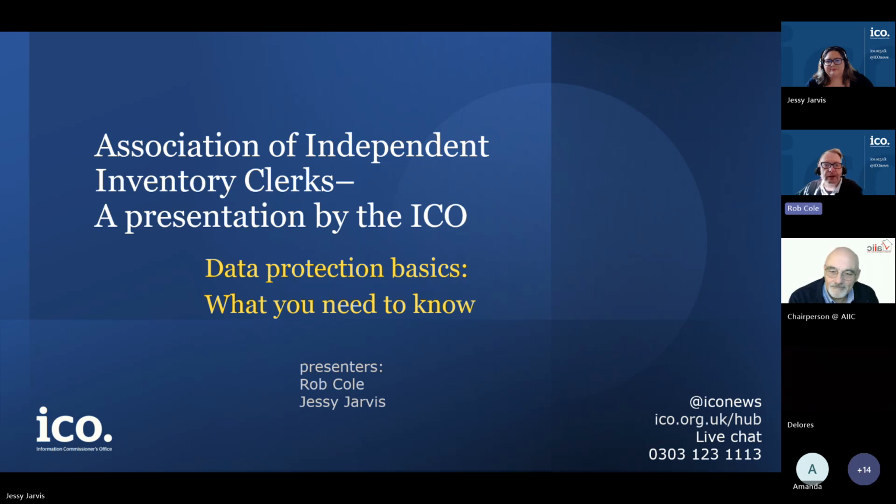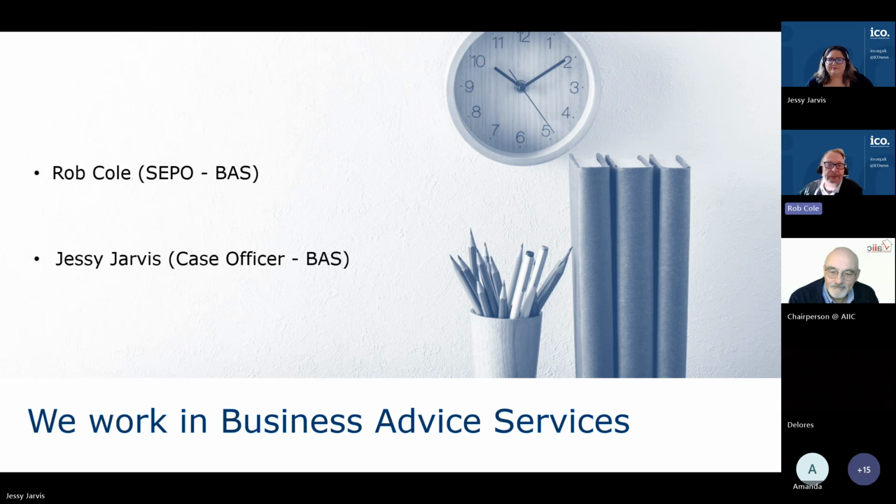Before we go any further, let's introduce ourselves properly. So I'll go first. My name is Rob Cole. We're both from the Information Commissioner's Office, or ICO for short. And as I say, I've worked at the ICO for about 23 years now, I think, mostly as a manager in customer-facing roles, but also in our investigations and regulatory departments too. I'm currently a Senior Engagement and Policy Officer in our Business Advice Services, or BAS for short. You'll tell through this presentation we love an acronym at the ICO.